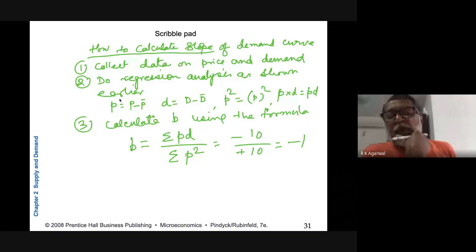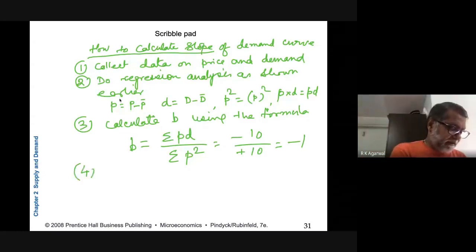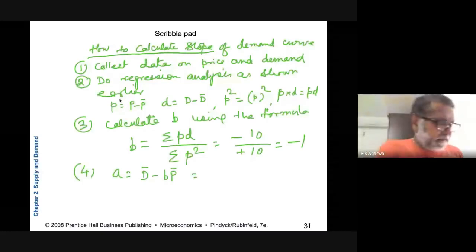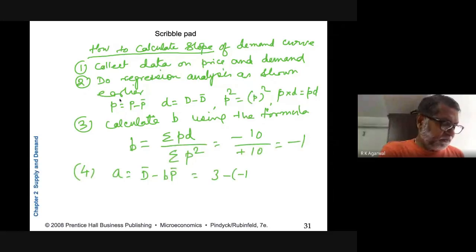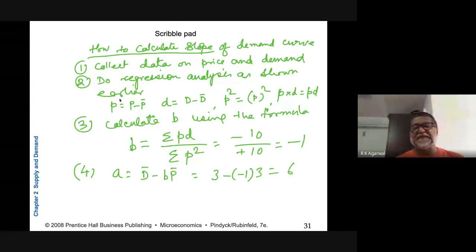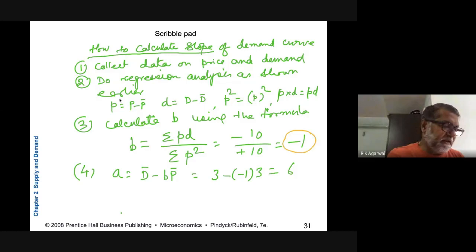फिर अब हमको चाहिए क्या? a. a is equal to d bar minus b p bar. d bar कितना निकला हमारा? पहले आप देख चुके हो, d bar 3. माइनस b कितना निकला है? -1. p bar कितना था? -1. तो ये हो गया 6. तो आपका ये निकल गया, ये निकला आपका स्लोप और ये निकला आपका इंटरसेप्ट.